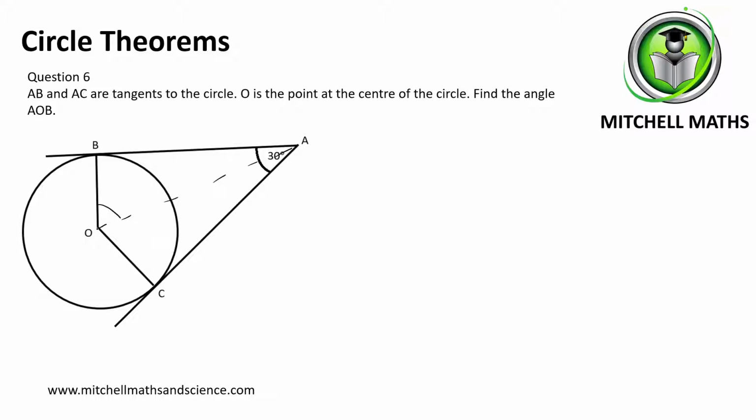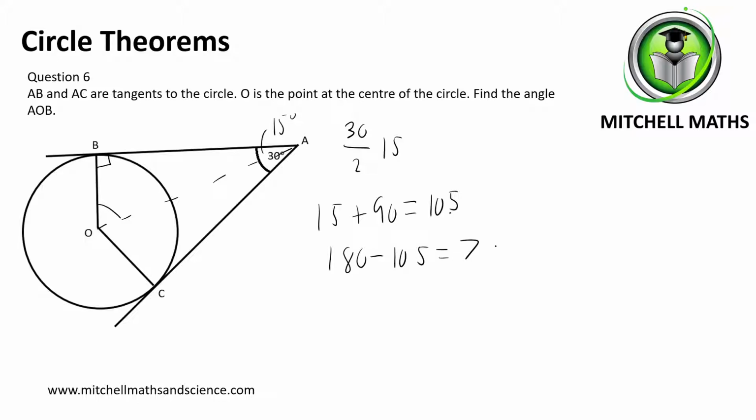Because O is the centre, we know OB is the radius of the circle, and we know when a radius meets a tangent that the angle is 90 degrees. Also, this line that comes from the centre of the circle to A also splits this angle in half. 30 divided by 2 would be 15 degrees. Therefore, we know that this is 15 degrees. Because we've got 15 degrees and 90 degrees, we can work out our missing angle. 15 plus 90 is 105. And then we can do 180, take away 105, which will give us 75 degrees.